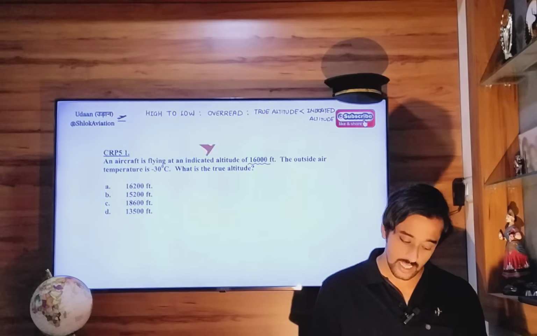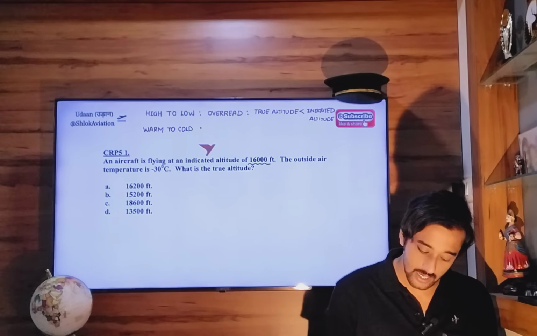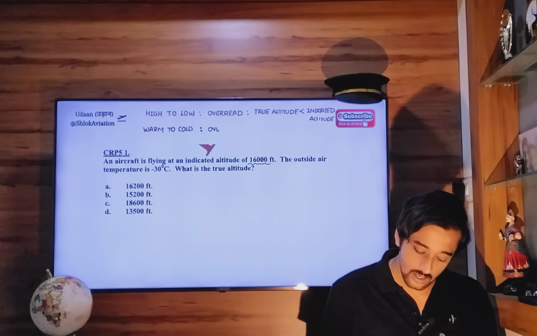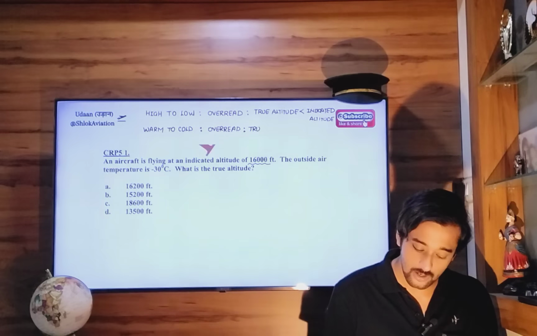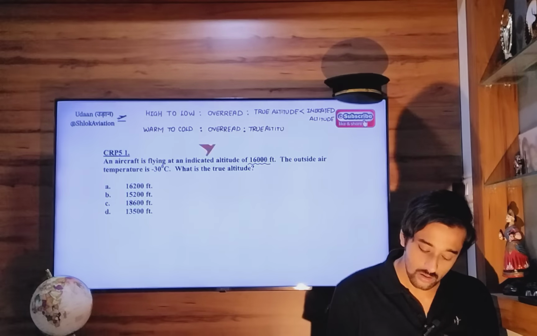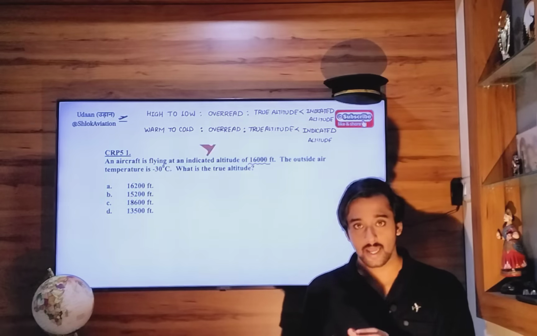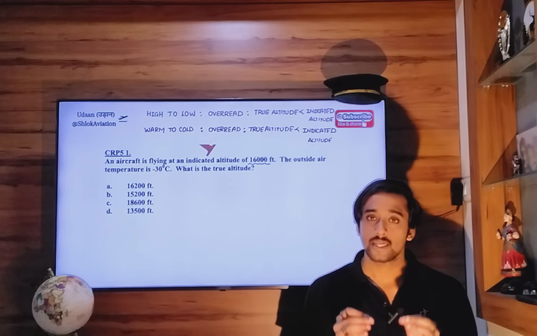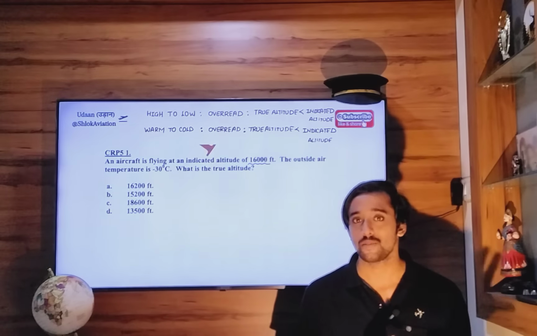What's next? When you're flying from, for example, a warm temperature air mass to a cold temperature air mass, again the altimeter will overread, meaning the true altitude of your aircraft will be less than the indicated altitude. Now, what is the solution? Always when you are flying from one area to another, reset your altimeters. Set the current QNH that is available in that area in order to avoid these altimetry errors.